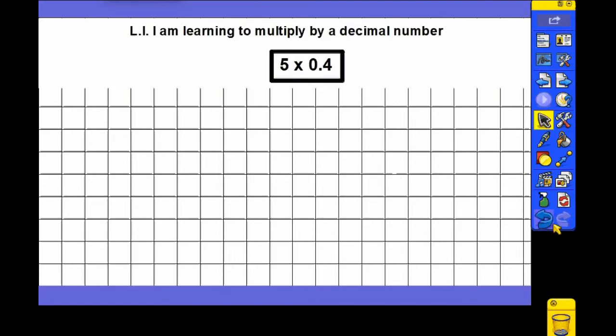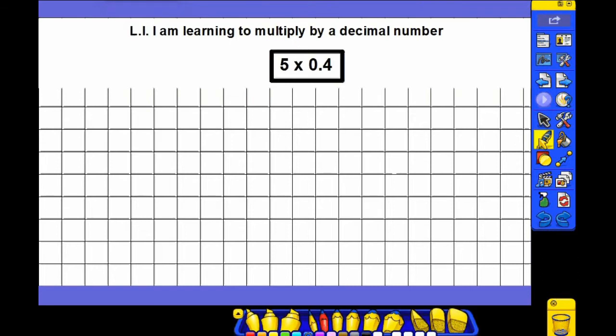Hi guys, in today's video we're going to be learning how to multiply by a decimal number. Now we've got a fairly simple one to start off with here, and when you're talking about very simple ones like this, we can just treat it as a normal multiplication sum. So for instance, I have 0.4 here and I'm going to multiply it by 5. And I just do my standard column multiplication, and that will give me the right answer.